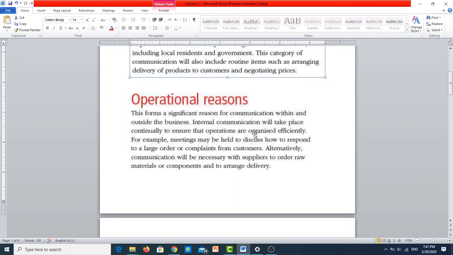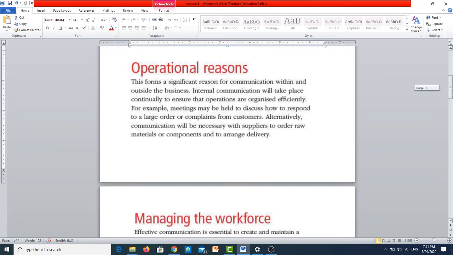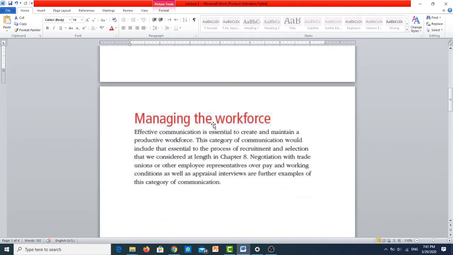And with internal communication, these operational activities are the most important thing with the workers, with different managers. They have to do work properly to maintain orders, to maintain stock, and different types of operational activities which are done in any type of business. The third one is managing the workforce.